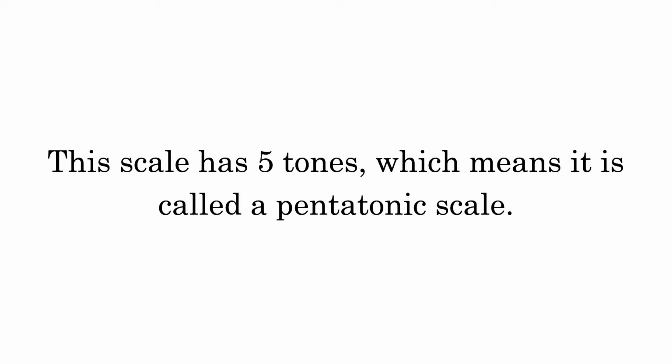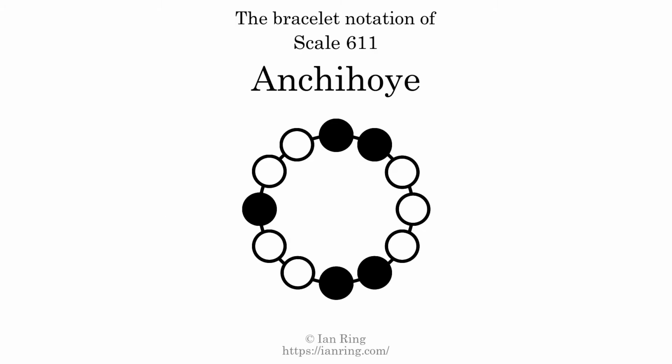This scale has 5 tones, which means it is called a pentatonic scale. This is a bracelet notation diagram of scale 611. The shaded circles represent tones that appear in the scale, and they are read clockwise, starting at the top.